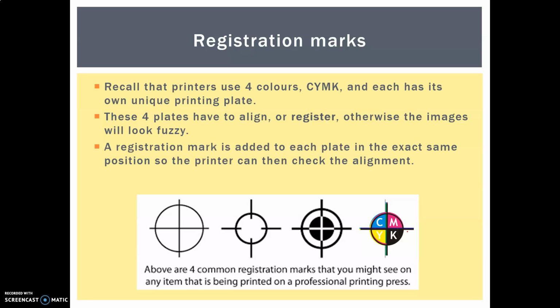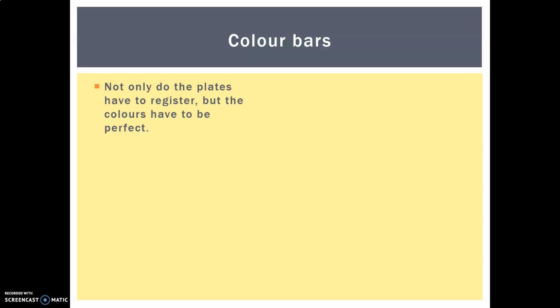So the registration mark is added to each plate in the exact same position so the printer can check the alignment. Sometimes the colours are included, but they're usually black, as I explained. So usually they look like this, and occasionally they look like this. Okay, so gone through registration mark. Let's go through a couple of others.